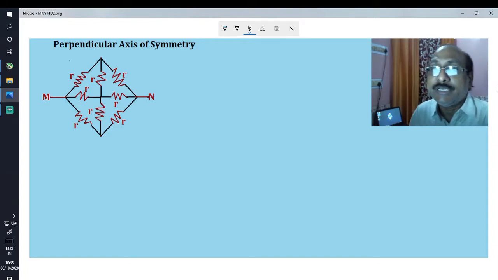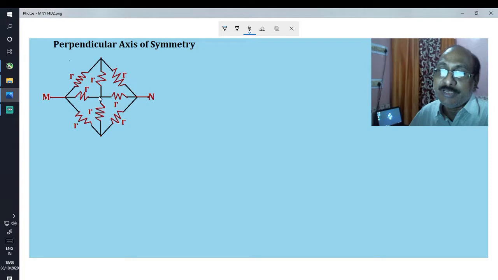Hello students, let us try to solve some complex networks which are really very difficult. When we observe these circuits, we don't get ourselves in a position to identify which ones are in series and which ones are parallel. So we need some special operation to solve this type of problem. One of them is the perpendicular axis of symmetry.